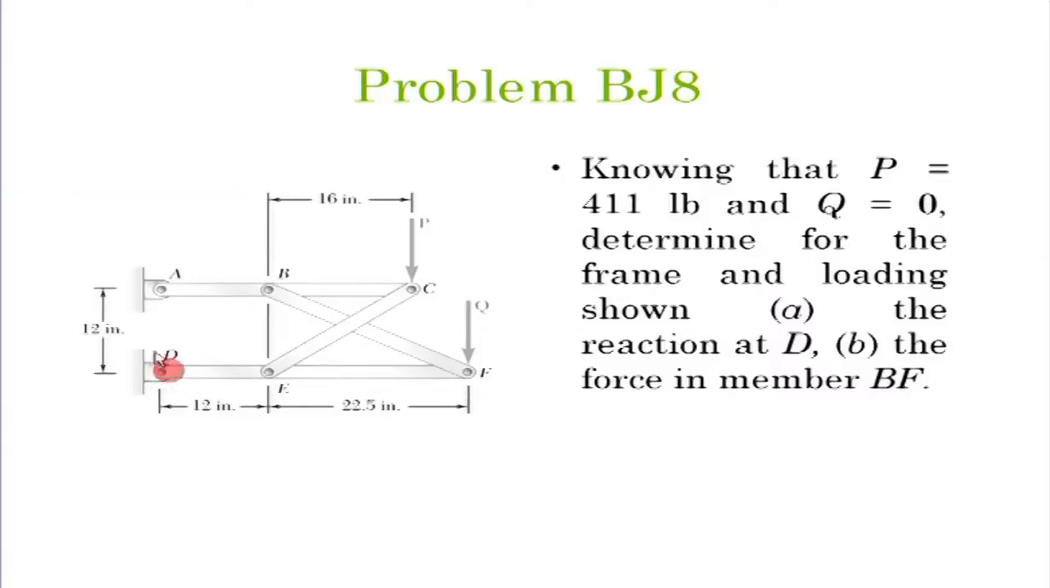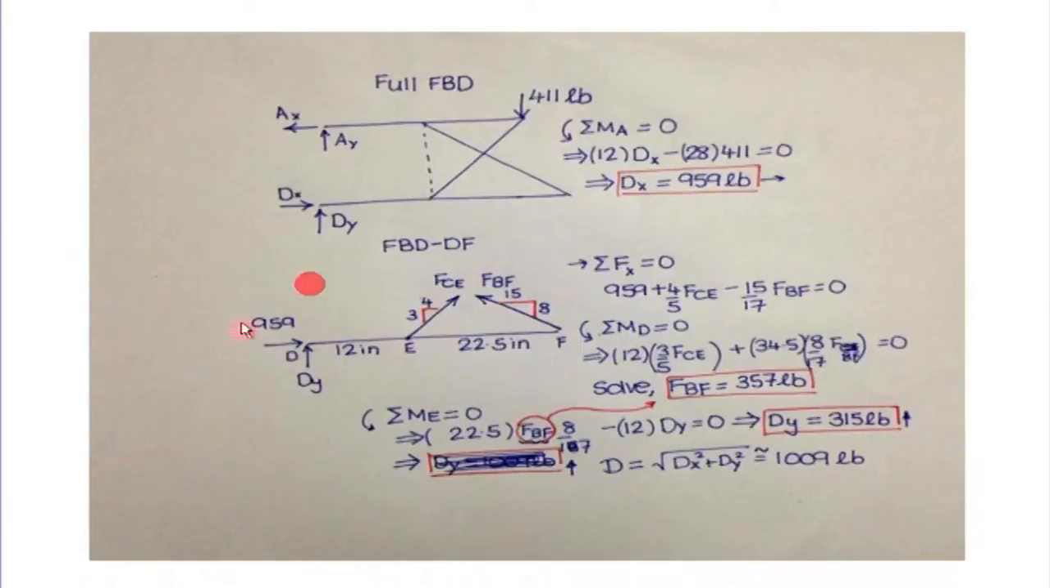If this were a roller as opposed to a hinge, then equilibrium in the vertical direction, or moment balance about any other point, won't be possible. Why? Because these are two forces whose effective component will act in the vertical direction. If there is nothing to balance that, then this will just slide down. So that particular hinge is preventing the translational motion of this member in the horizontal direction and preventing it from slipping down. And that is done. So we get Dx, which comes out to be 959 pounds.